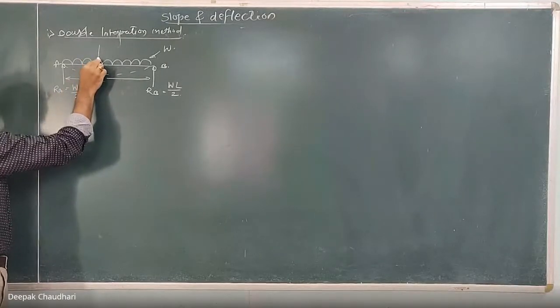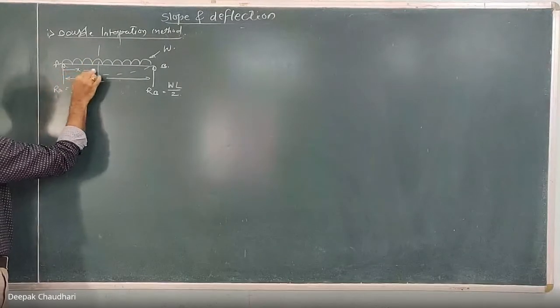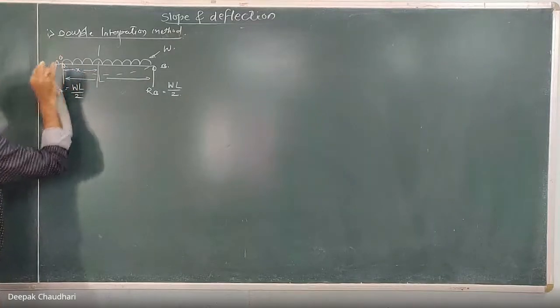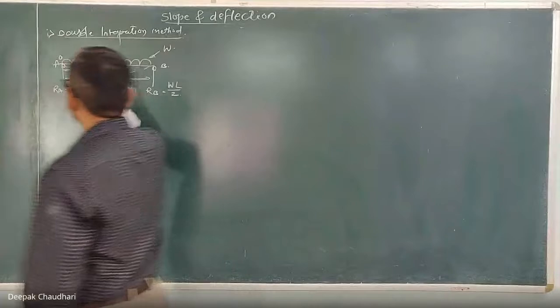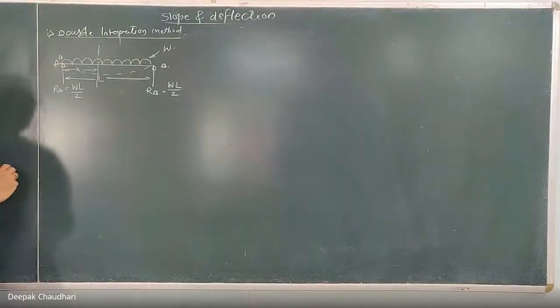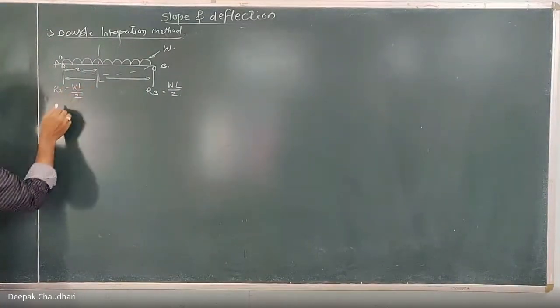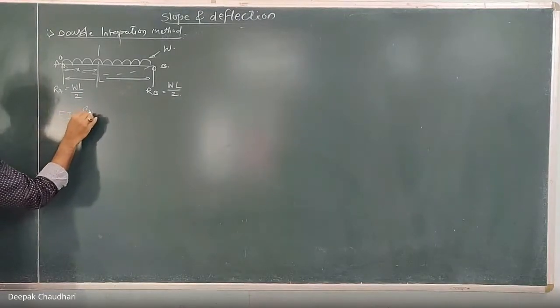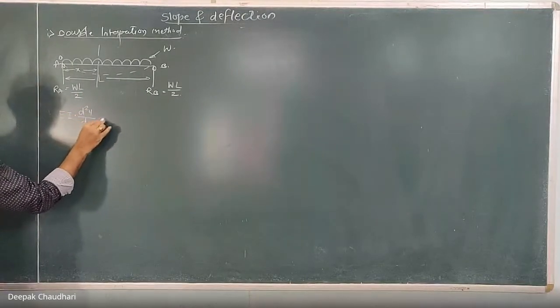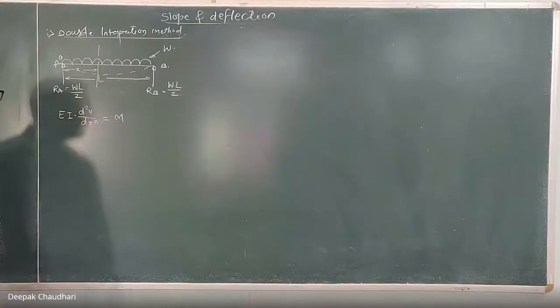Let's consider a section at a distance of x from A. Let's consider A as the origin. So this section is at a distance of x from O. Now we know that the general differential equation of this elastic curve is EI d2y by dx square equal to M. M is the equation of the bending moment.